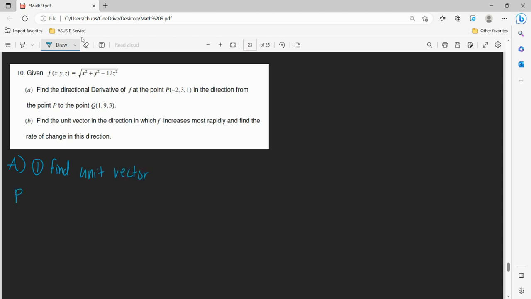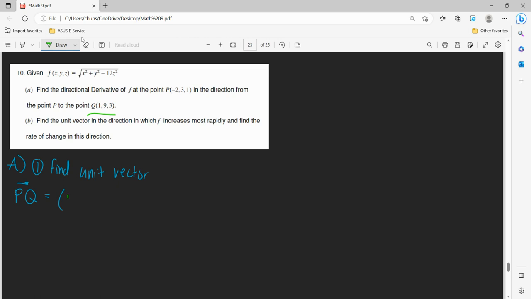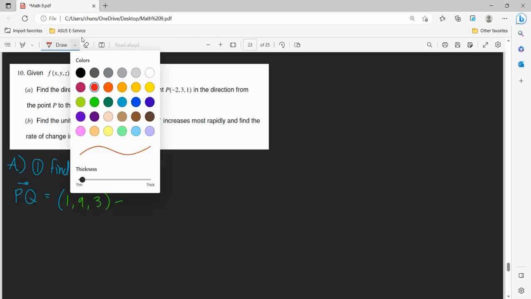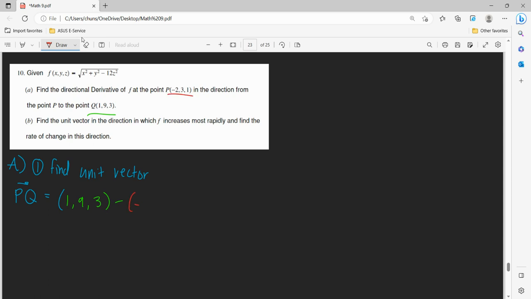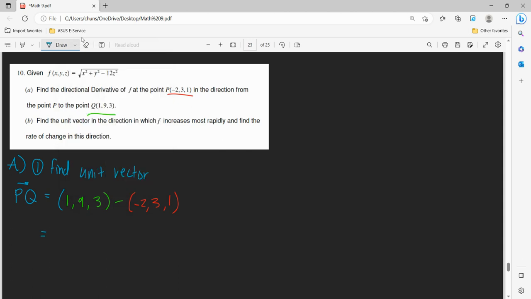So we are directed from P to Q. That is equal to Q, which I'm going to do in green: 1, 9, 3. Minus our point P in red: negative 2, 3, 1. And this is going to be equal to 1 plus 2, which is 3; 9 minus 3, which is 6; and 3 minus 1, which is 2.